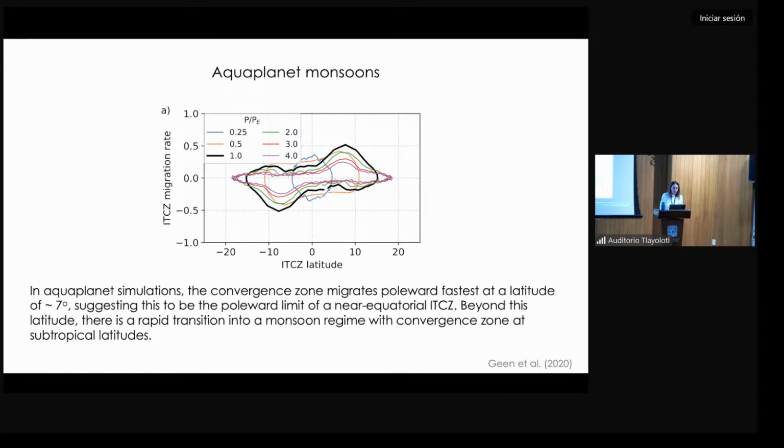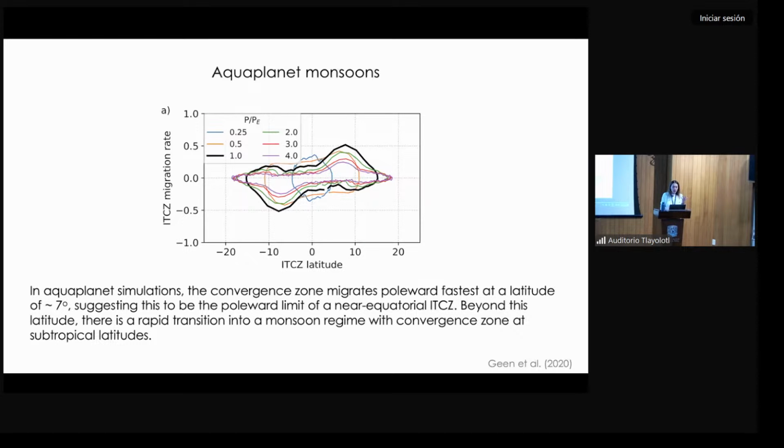This is where the ITCZ is moving more rapidly away from the equator as we go into the summer hemisphere, as the position of the ITCZ becomes further away from the equator at a critical latitude of about 7 to 8 degrees. This is to say that if your lower boundary has a heat capacity that is small enough for the ITCZ to migrate past this critical latitude, the ITCZ does not want to stay there. The ITCZ rapidly jumps away from the equator.